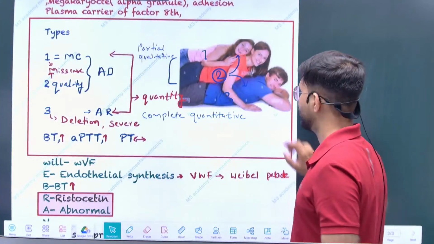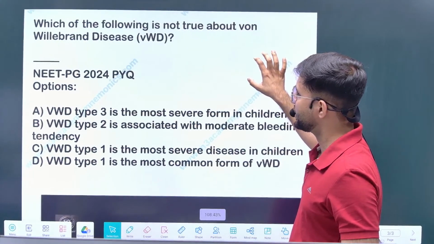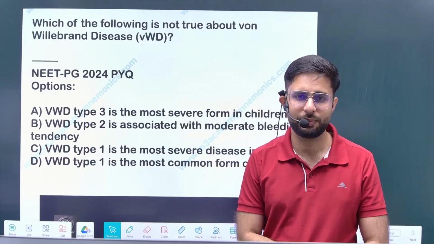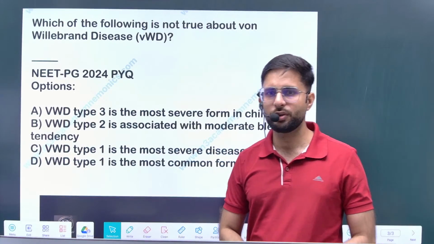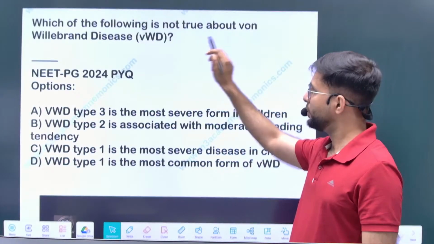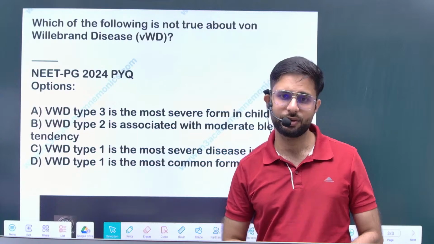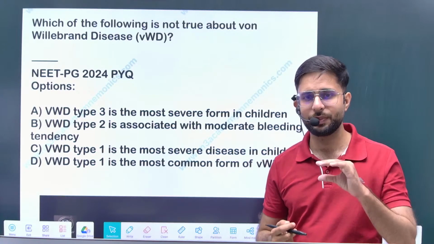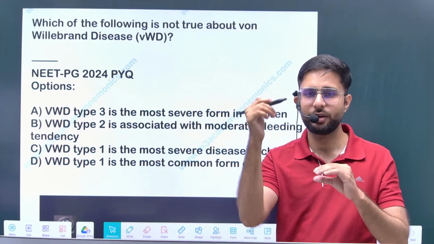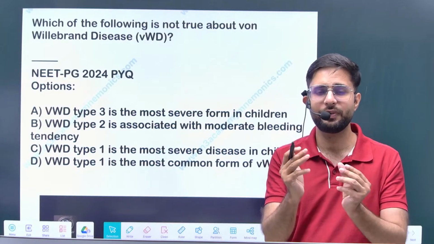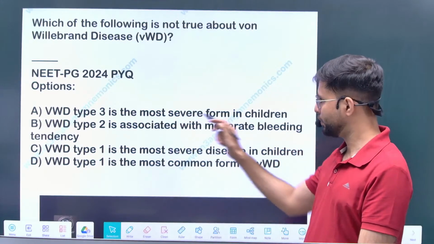Now, this is a last year NEET 2024 MCQ previous year question, you can solve: which is not true about this disease? Yes, type 3 is the most severe form in children. Yes, obviously type 3, the third person is bearing the weight of the first and second person, so the third person feels very difficult, very severe. Yes, so this is most severe.